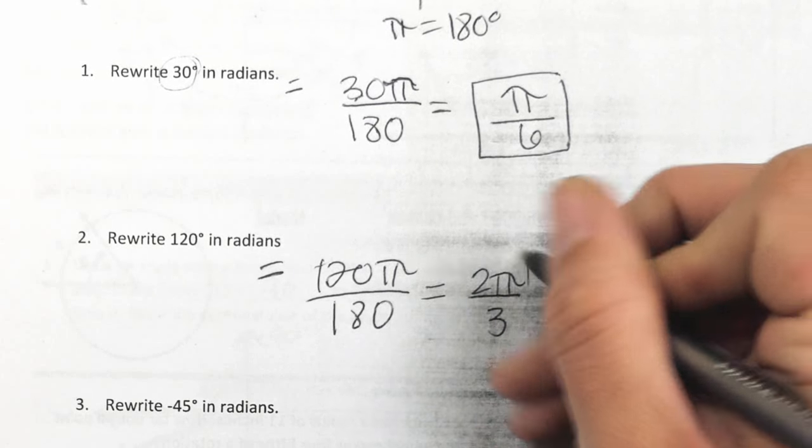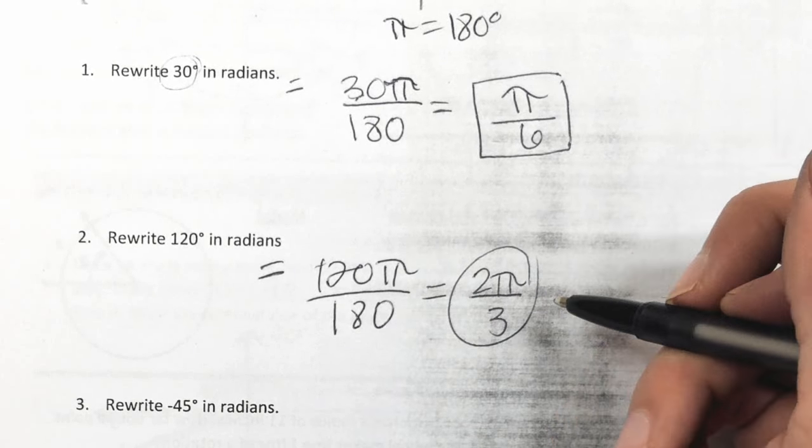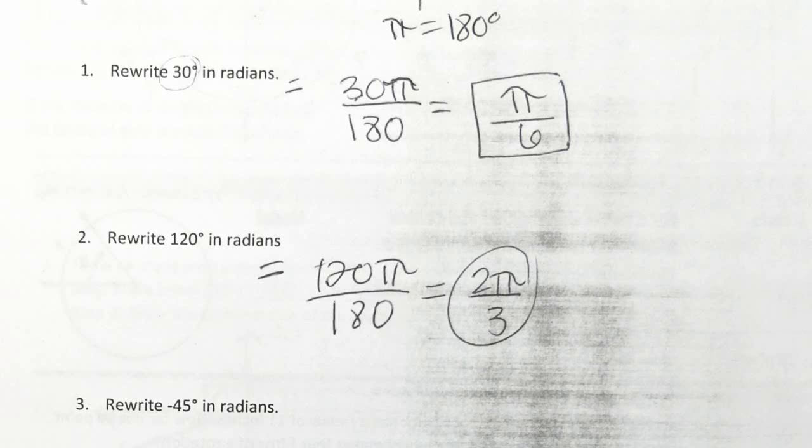Good. And now to check it, you can just do 2 times pi. That'll give us what? 360. And now divide it by 3. Tell me what you get. 120. So we know we've done it correctly. Questions about that part? Yes. Yes, it does.